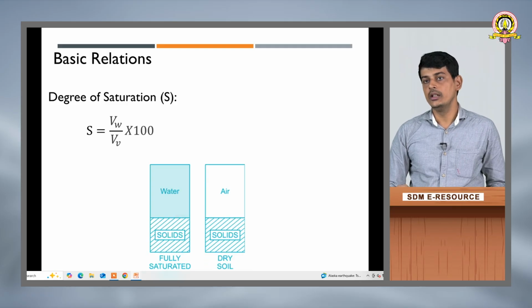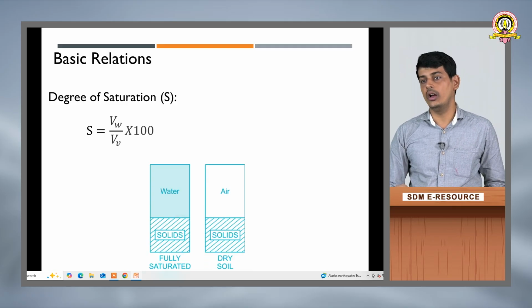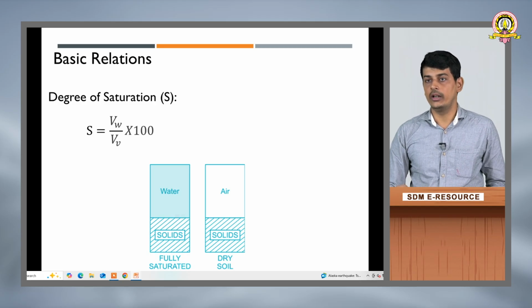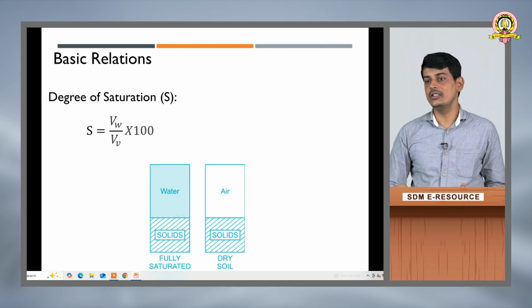And as you can see, in the case of a fully saturated soil, complete voids are filled only with the water. So, volume of water divided by volume of voids, which means the complete volume of voids is filled with the water itself, and the value of S will become equal to 1. And similarly, in the case of dry soil, complete voids are filled with air. So, volume of water is 0, and for dry soil, degree of saturation S will be equal to 0.